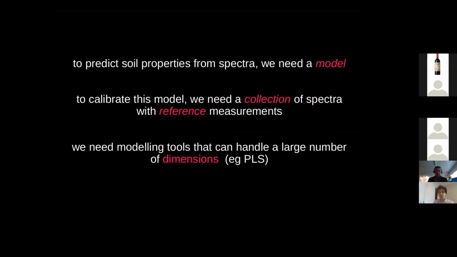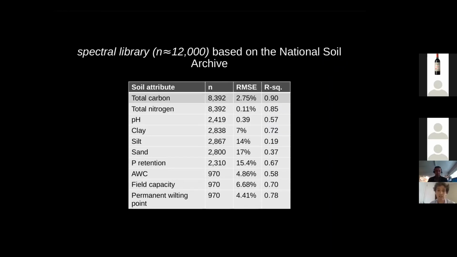So to predict soil properties from spectra, we need some form of modeling, typically a PLS model that can handle that large number of dimensions provided by the spectra, and we calibrate that model on a collection of spectra that has the reference measurements we want to supersede. So typically, if you want to measure carbon, you'd have a collection of spectra that have wet chemistry or laboratory measurements attached to them.